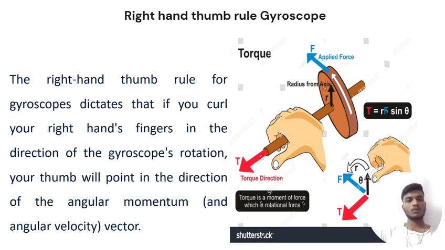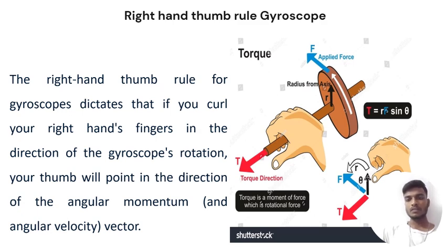Then move on to the next topic, that is the right hand thumb rule for a gyroscope. The right hand thumb rule for a gyroscope dictates that if you curl your right hand's fingers in the direction of the gyroscope rotation, your thumb will point in the direction of the angular momentum and angular vector. Here you can see if you curl your right hand fingers in an anti-clockwise direction, then your right hand thumb represents the direction of the torque. Same if you curl your right hand fingers in a clockwise direction, then the thumb of your right hand represents the direction of the torque.